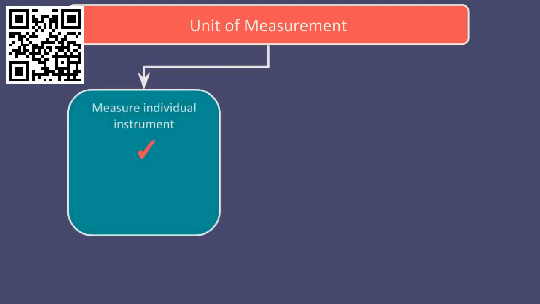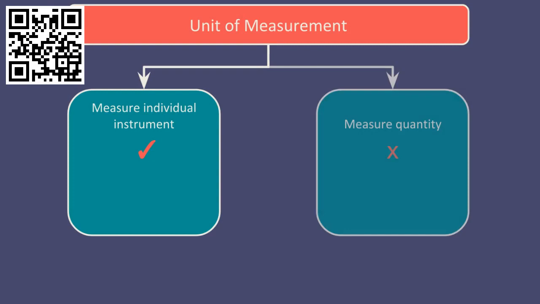It's worth pointing out some other bits and pieces associated with the standard as well. The first is the unit of measurement. IFRS 13 is always trying to measure the individual instrument, rather than measure the quantity being purchased by the company.